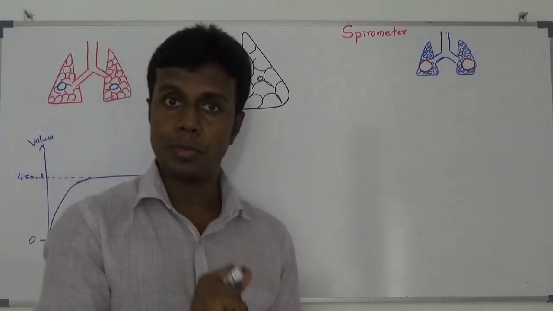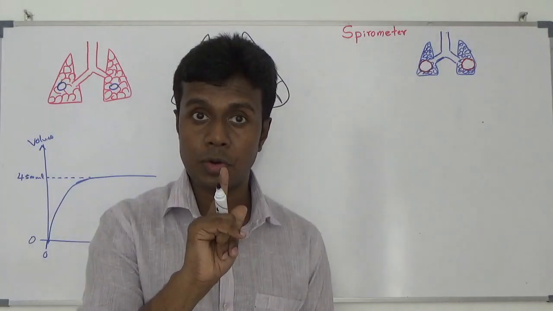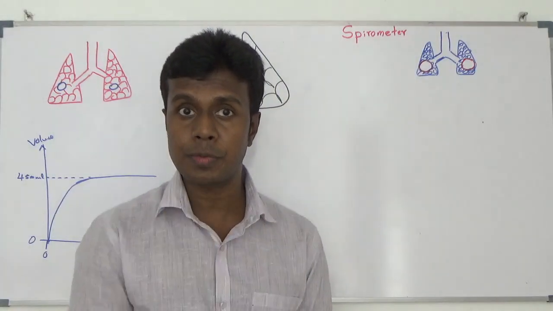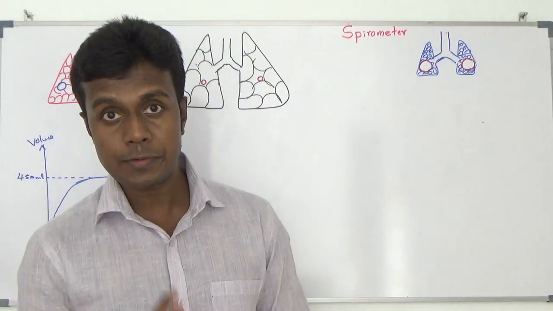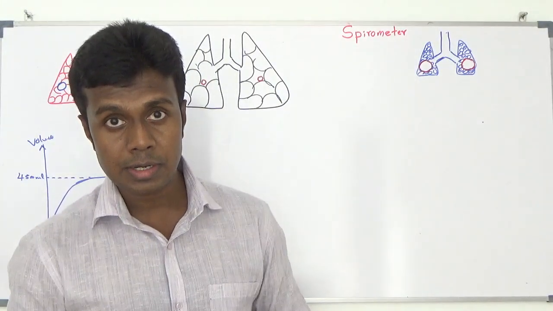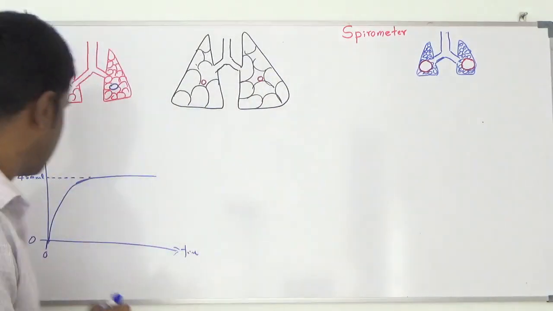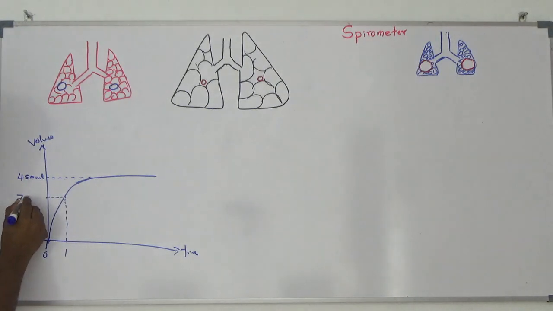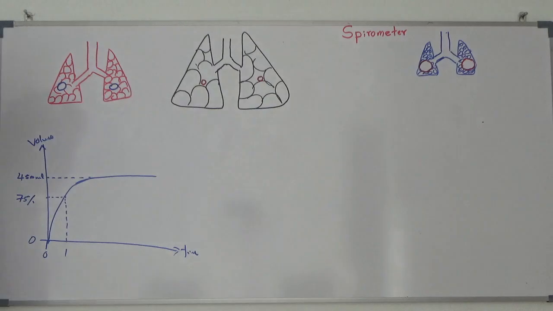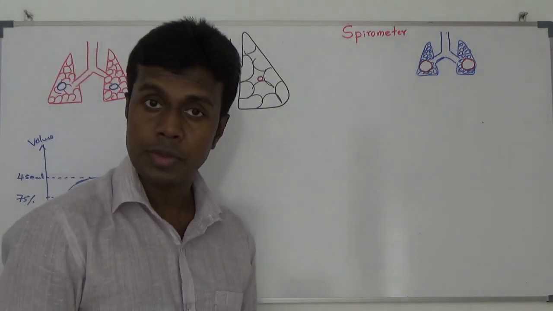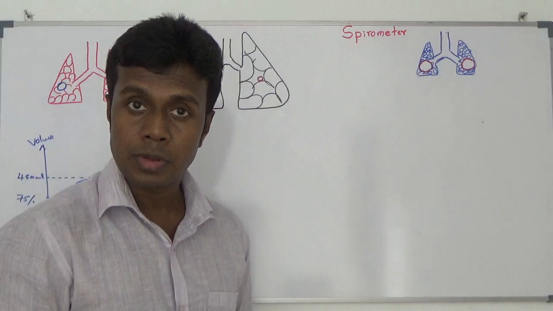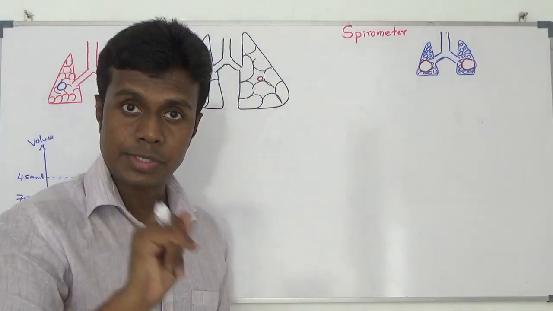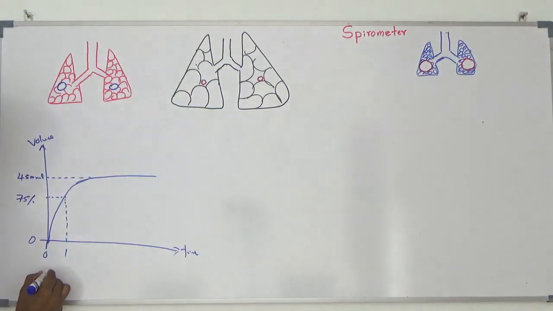If I am perfectly normal, 75% of 4500 I will be able to remove from my lung within the first second. Within the first second, I will be able to remove 75% of my total air. We are going to call this value forced expiratory volume in the first second.